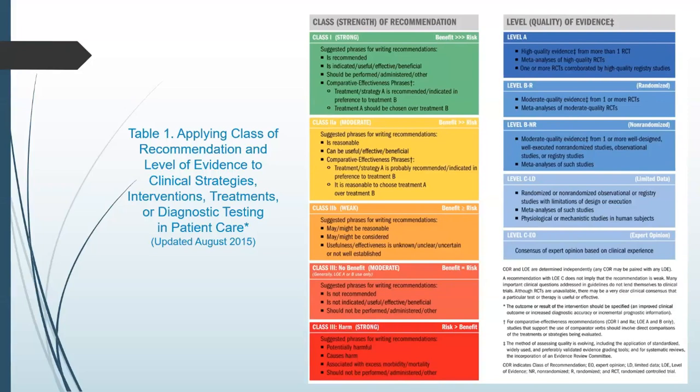But R stands for randomized. The next one, B-NR, means non-randomized. And so that even gets a little bit less strong. But we will look at those and see if they give us any information that's helpful. Then you get down to level C. And level C-LD means limited data. And so we just really have very little data to go on. And then the next one, level C-EO, means expert opinion.